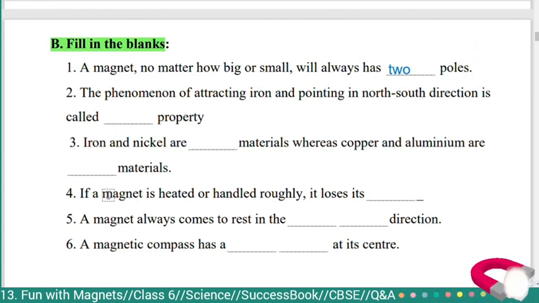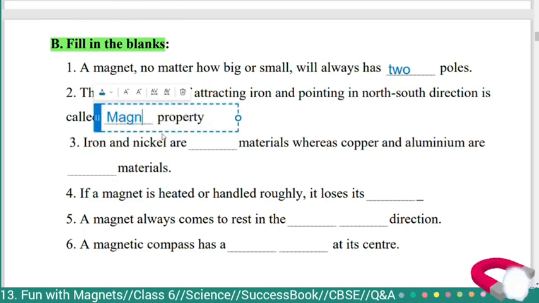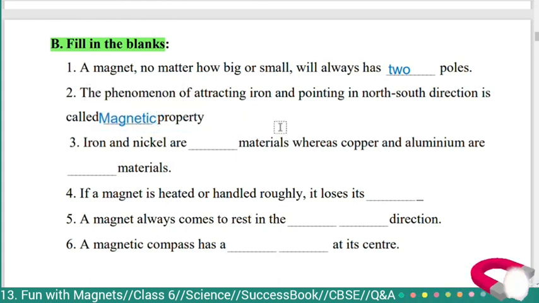Second, the phenomenon of attracting iron and pointing in north-south direction is called dash property. The phenomenon of attracting iron and pointing in north-south direction is called magnetic property. Third, iron and nickel are dash materials, whereas copper and aluminium are dash materials.